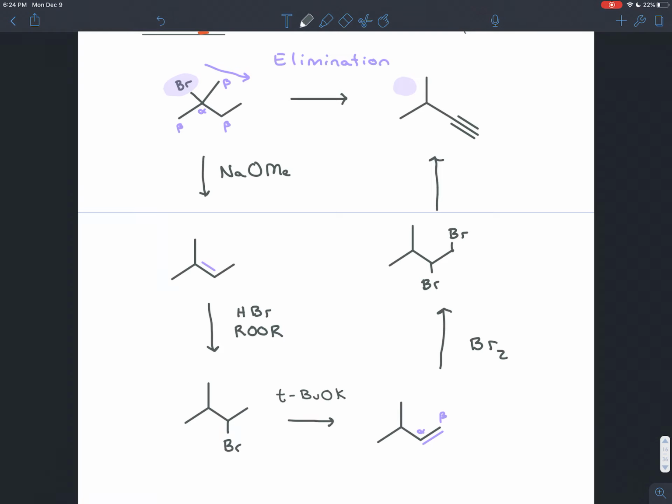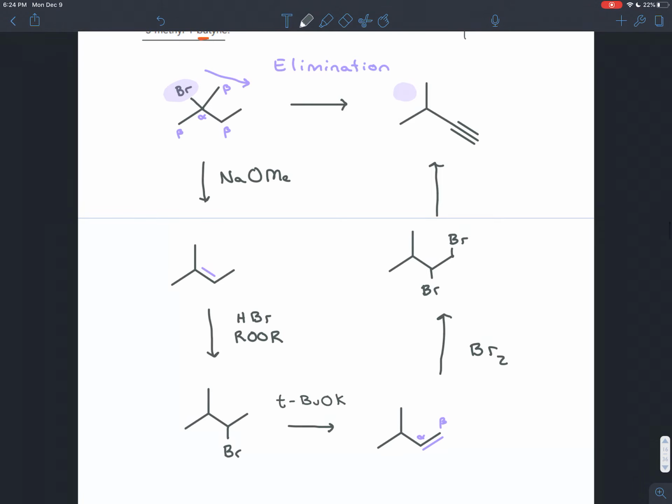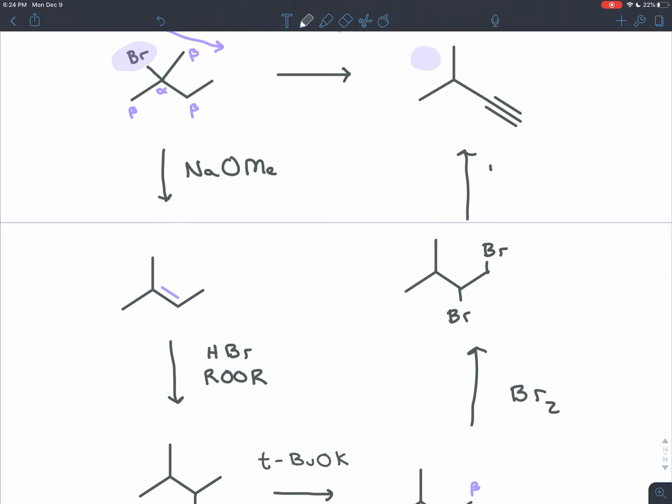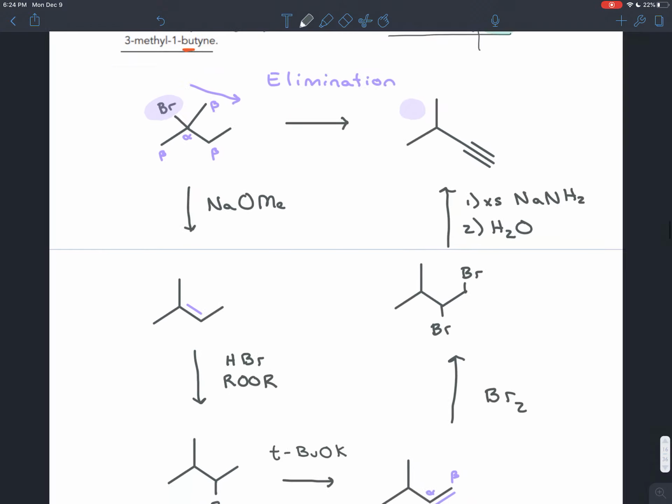Now you want to eliminate two leaving groups. If you eliminate two leaving groups, then you need to do a two-step process. First, you want to use excess sodium amide. That by itself would rip the hydrogen off the terminal alkyne after doing the two eliminations, and it would give you a carbon nucleophile there, which would be unstable. So in a second step, you do a water wash.